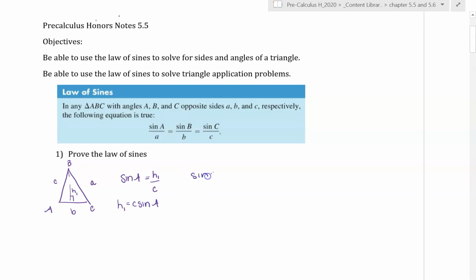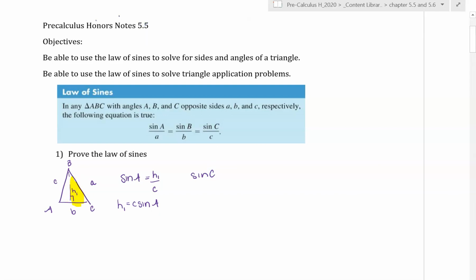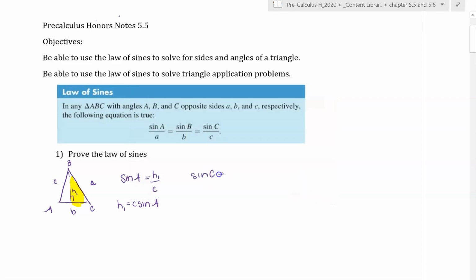And we know that the sine of C, if I'm looking at this right triangle here, on this side, sine of C is H1 over A in that yellow right triangle. So now we know, since H1 equals C sine A and A sine C, we know that C sine A is equal to A sine C. And if you divide both sides of the equation by AC, we know that sine A, the C cancels out. Sine A over A is equal to sine C over C.